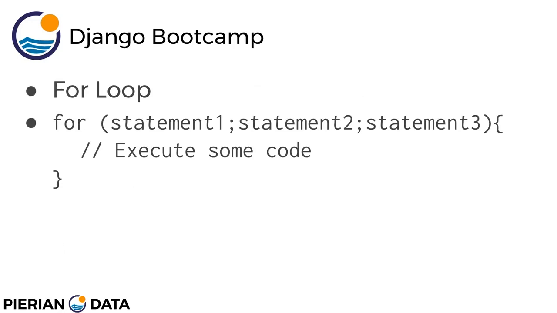Alright, this is what the most basic version of a for loop in JavaScript looks like. You have your for keyword, and then you have three statements separated by semicolons inside of parentheses, and inside curly brackets you execute some code for the for loop. So let's actually describe what each of these statements represents, and we'll show you an example as we go along.